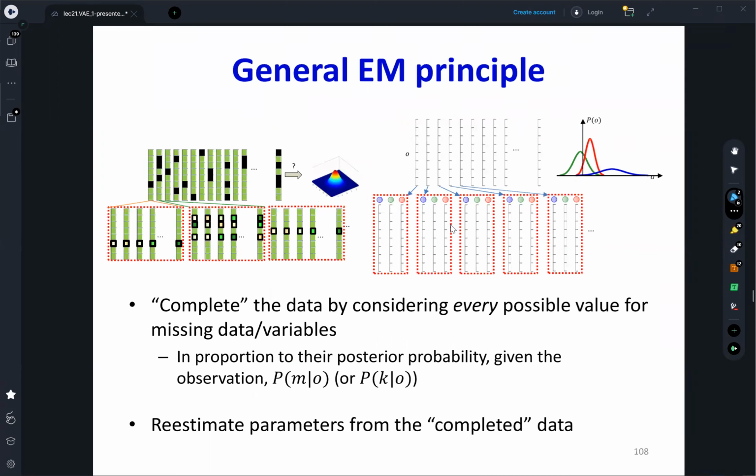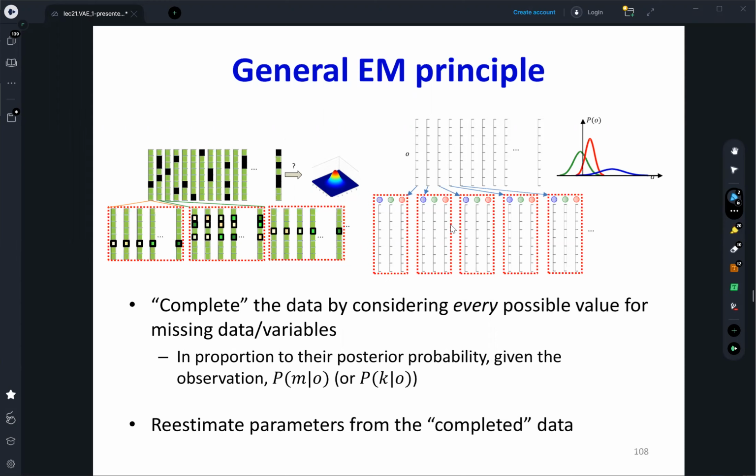You complete the data by considering every possible value of the missing variables and fill in the missing values in proportion to their posterior probability. This is going to give you a collection of completed data, and then you can re-estimate the parameters from the completed data. So this is the basic idea behind the entire approach of both expectation maximization and the business of maximizing your ELBO, the variational lower bound.